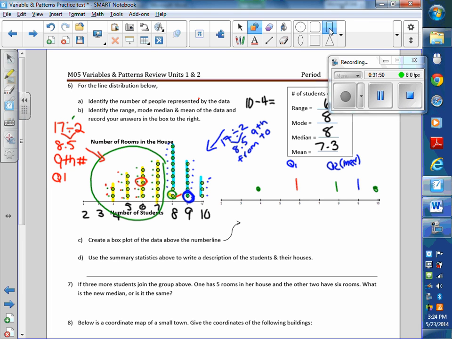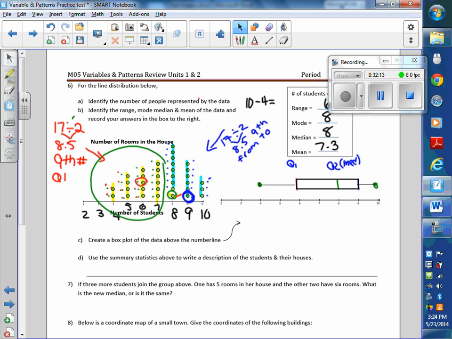Yeah, so your box goes between here and here, and then your whisker goes to here. Your box and whisker plot is going to look like that, and your median is 8.